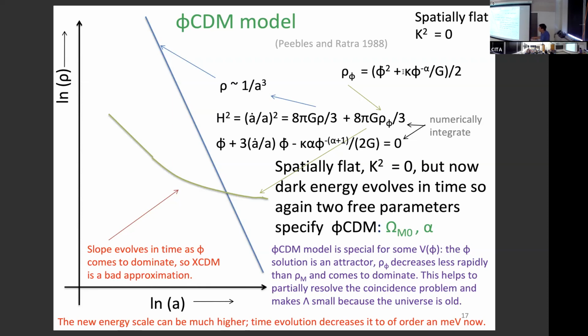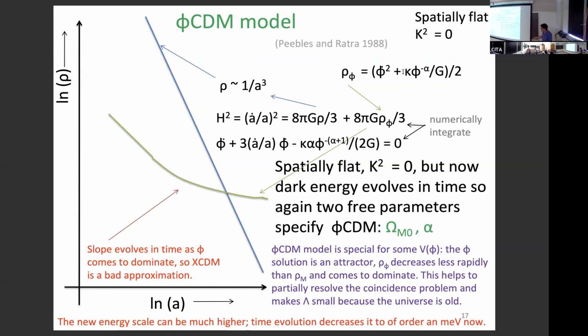And that's kind of interesting because it helps partially explain the why now problem, but you still need to have some fine tuning. So the problem is, why do we live at a point in time where the dark energy density is comparable to the matter energy density? And here you could probably argue that the attractor solution wants to make that happen.